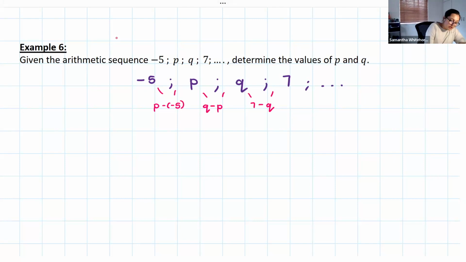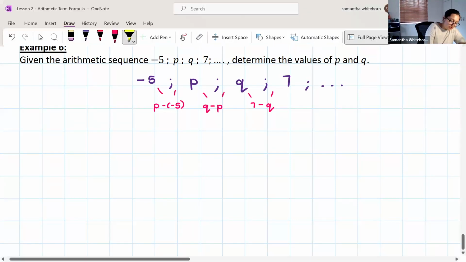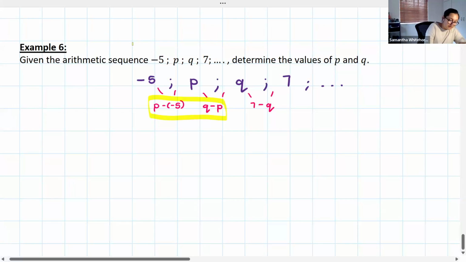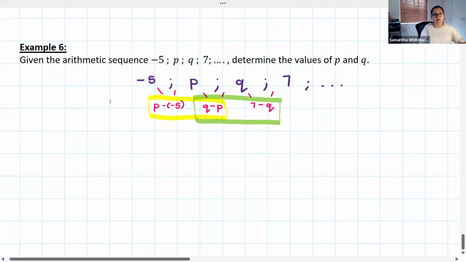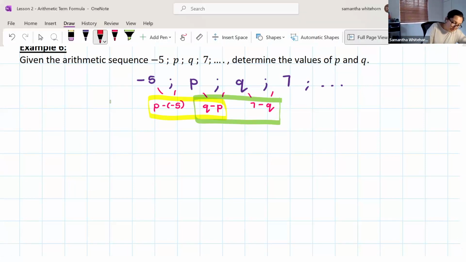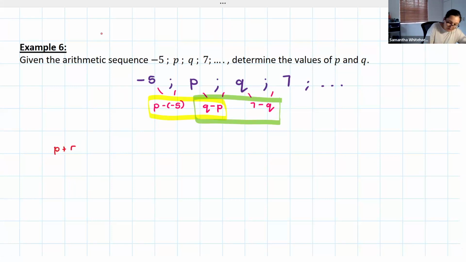So the first equation is going to deal with equating the first 2 differences. And the second equation is going to deal with equating the second and the third. They're all equal to each other, right? So technically you can make any of them equal. It doesn't really matter, but it's easier to group 1 and 2, 2 and 3. So if we set up the first equation, we've got P plus 5 is equal to Q minus P. And if we set up the second equation, we've got Q minus P is equal to 7 minus Q.